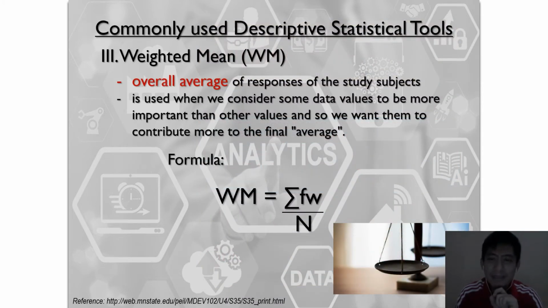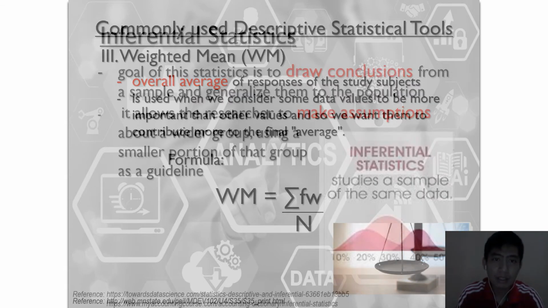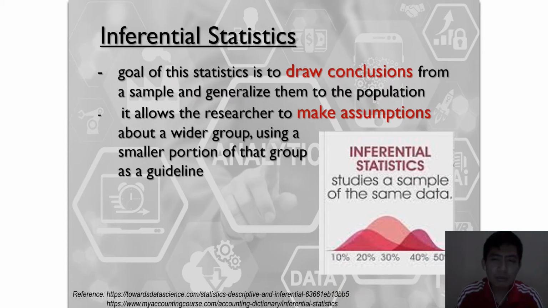Commonly used descriptive statistical tools. The weighted mean is the overall average of response of the study subjects. It's used when we consider some data values to be more important than other values, so we want them to contribute more to the final average. So the weighted mean is the summation of fw over N.